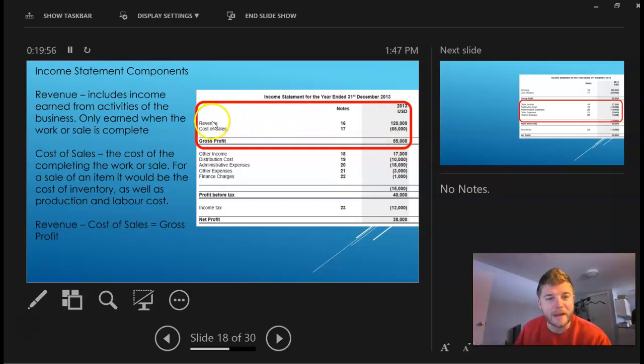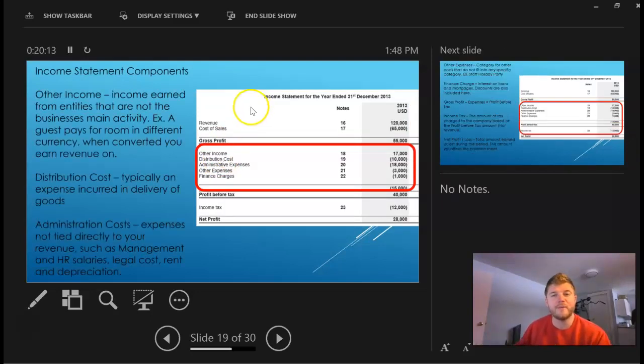So here are some of the revenue and cost of goods sales. Revenue minus cost of goods sales gives you gross profit. So gross profit is basically all the profit before the next set of deductions, expenses.